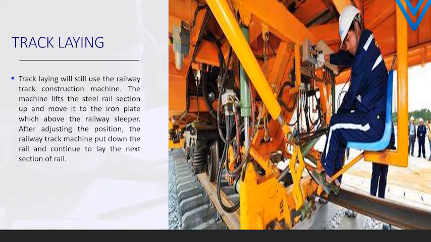Track laying will still use the railway track construction machine. The machine lifts the steel rail section up and moves it to the iron plate. After adjusting a position, the railway track machine puts down the rail and continues to lay the next section of rail.